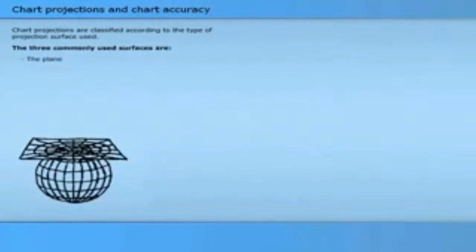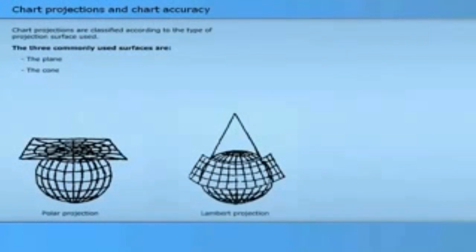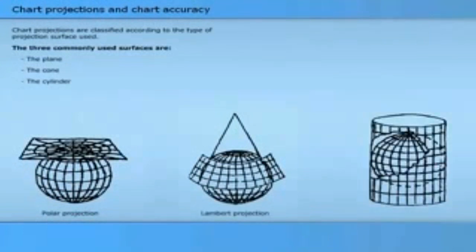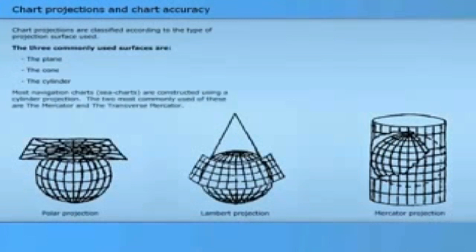Chart projections are classified according to the type of projection surface used. The 3 commonly used surfaces are the plane, polar projection, the cone, Lambert projection, the cylinder, Mercator projection. Most navigation charts are constructed using a cylinder projection. The 2 most commonly used of these are the Mercator and the transverse Mercator.